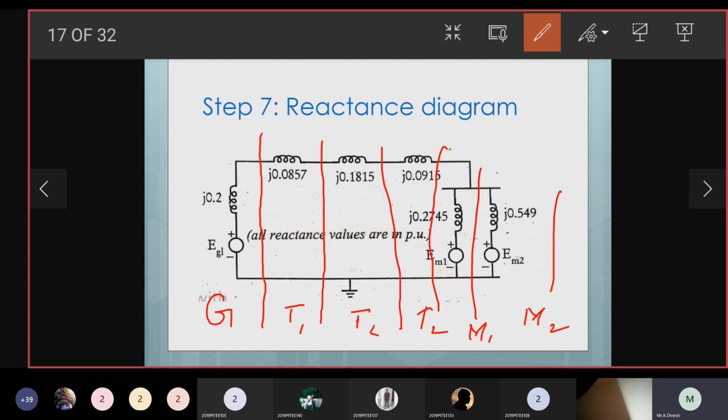So this is our intention. We are just framing your per unit analysis. That is, the single line diagram is modified into a reactance diagram. That is the main motive of this problem analysis. So your bulk quantities are converted in terms of reactances in per unit. All the reactance values are in per unit.